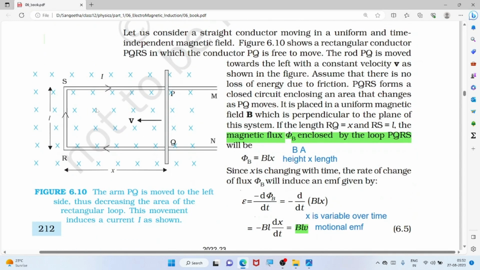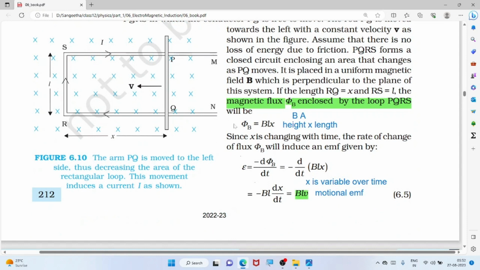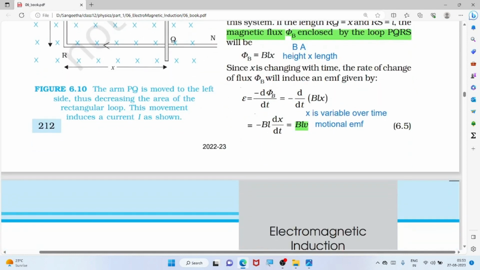Motional EMF. Here these are the conducting wires, and we are moving this conductor. When we move it, the area changes, and that is important here. Phi equals B into L x, that is, B into area. So this is the motional EMF.